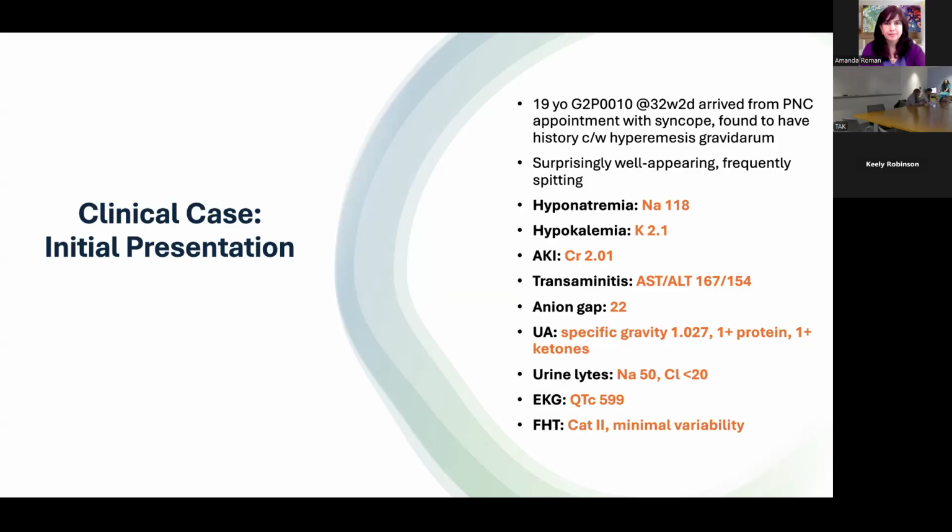Like I said, she was sent in for syncope, but this was the first time during her pregnancy that she ever came to triage. She had reported some nausea and vomiting during her prenatal care visit, but never made it out to be as severe as it was. She told us she was vomiting up to 5 to 9 times a day for the majority of her pregnancy.